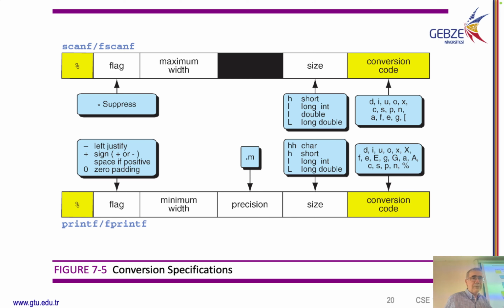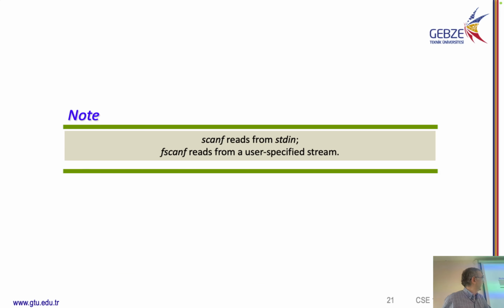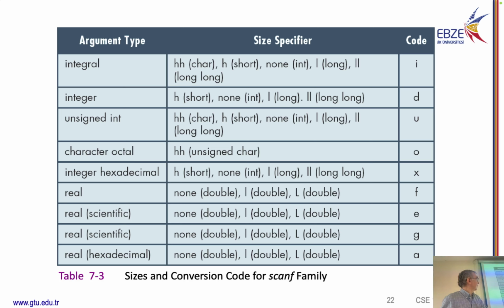These are the format specifiers. It's a good list for printf or scanf. These are the types.